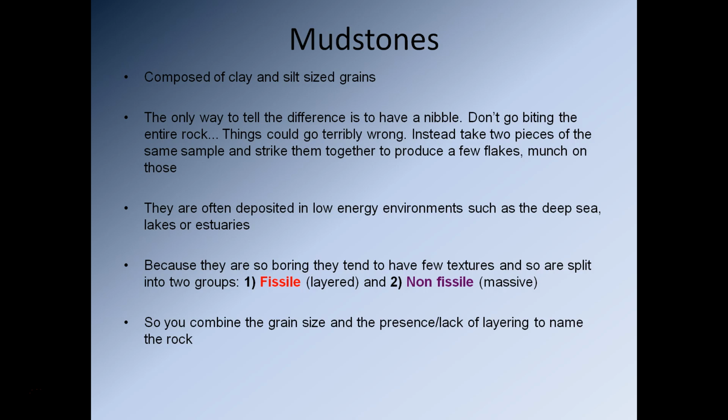Because on the whole mudstones are pretty dull rocks, I'm going to be honest, they are split into 2 groups. There are fissile mudstones, those are mudstones that have layering, and there are non-fissile mudstones, also referred to as massive mudstones. Those are the mudstones that do not have layering. So when we name a mudstone, we'll combine the size of the clasts in the rock, and also we'll add in whether the rock is fissile or non-fissile.